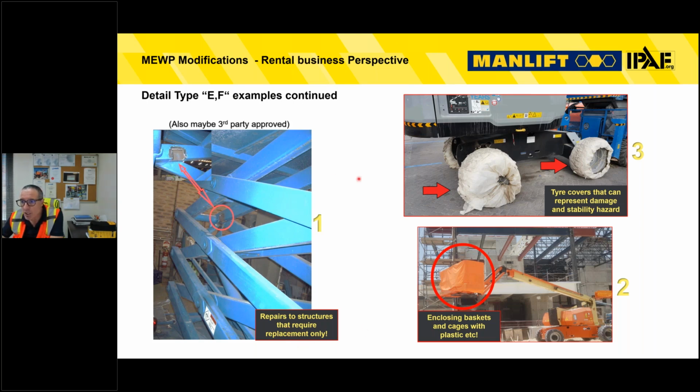Repairing the lifting structure of a scissor lift or a boom lift. Here's some smaller modifications you might think of: wrapping plastic around the tires of a MEWP, maybe to prevent some markings on the ground surface if it's a delicate floor surface.